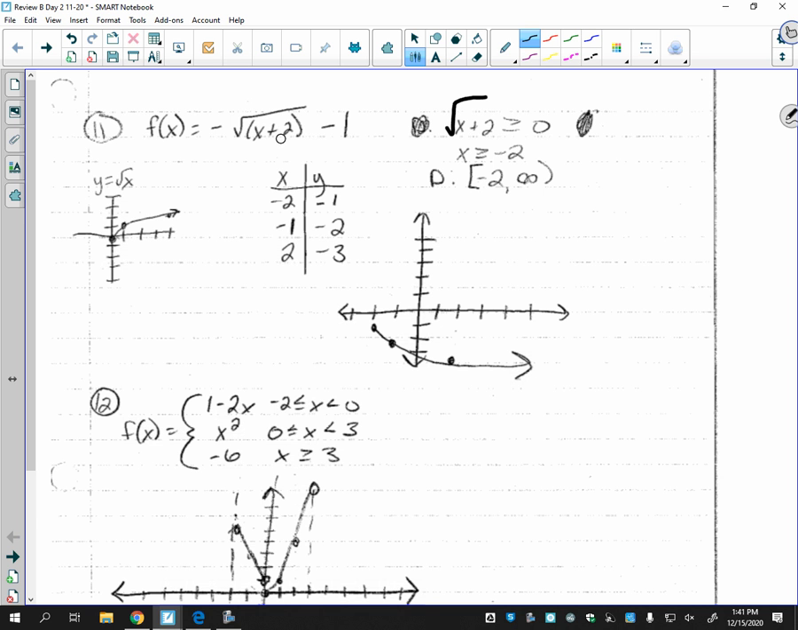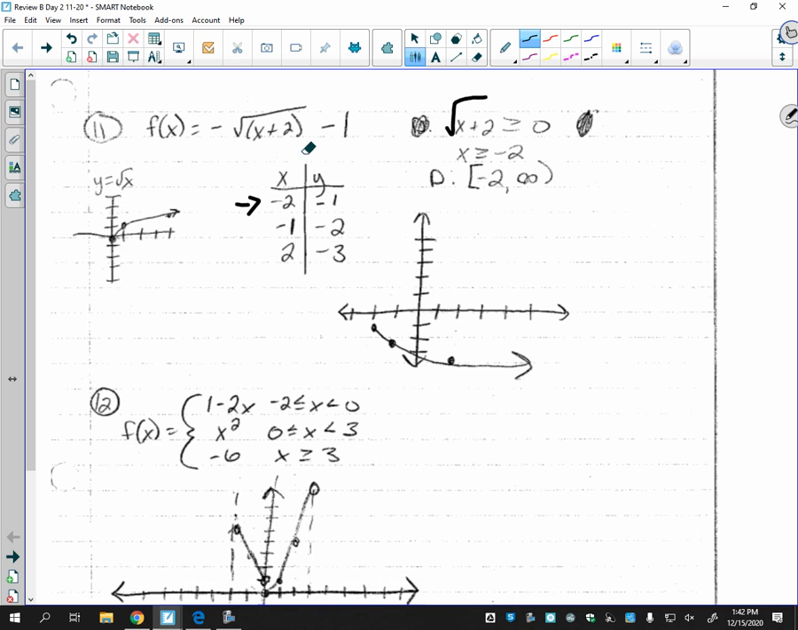When it's added 2, that means it's moved back 2 or left 2. And the -1 means it's moved down 1. And so if you know the transformations, you might be able to make the graph a little bit easier. If you don't, you can also make an XY chart, but you can't pick an X that's not in the domain. So if your domain starts at -2, make sure you start your XY chart at that domain value.